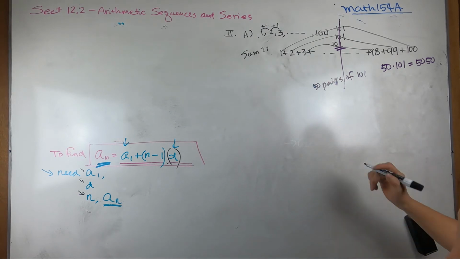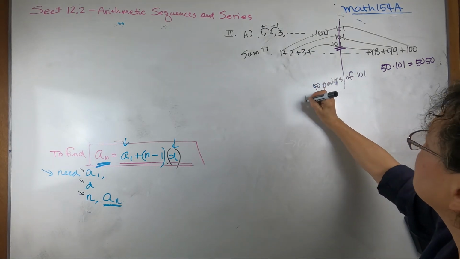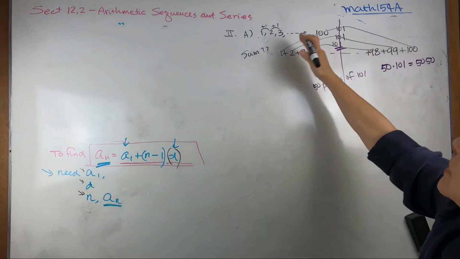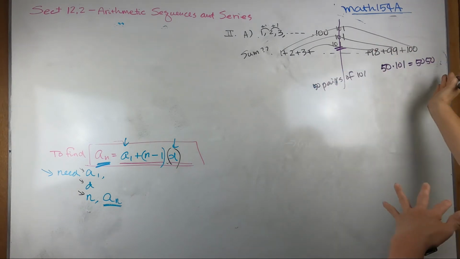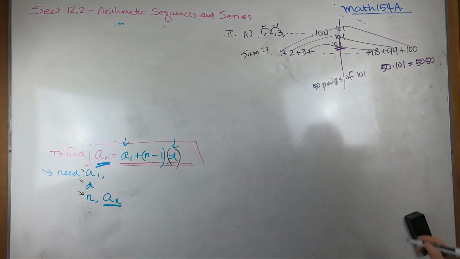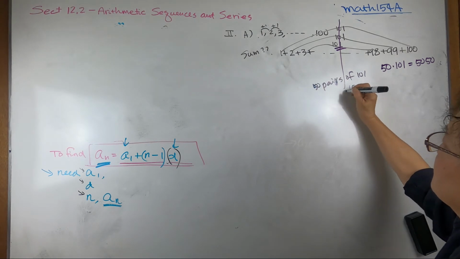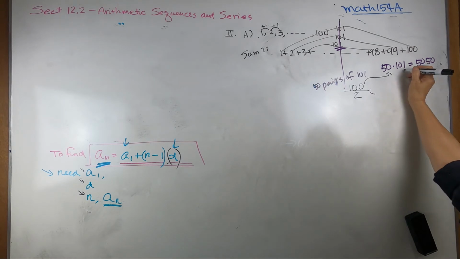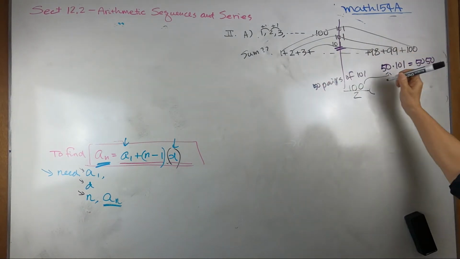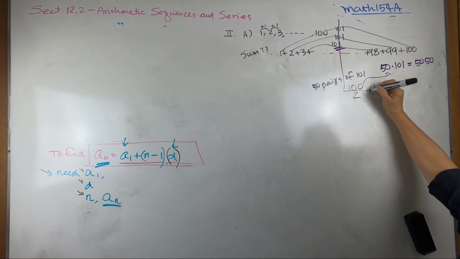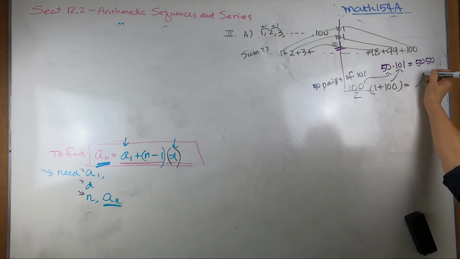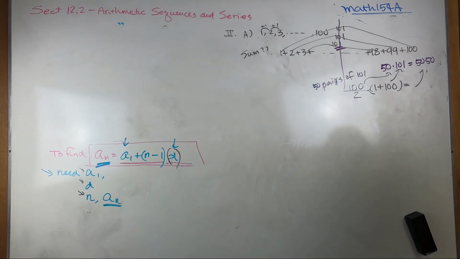So the method is what? You have 100 numbers in total, pairing the first one with the last, so you have half of 100, which is 50 pairs. Then how do you get 101? First one and last one, 1 plus 100, that would be your 101. So you can get the answer this way. Okay?